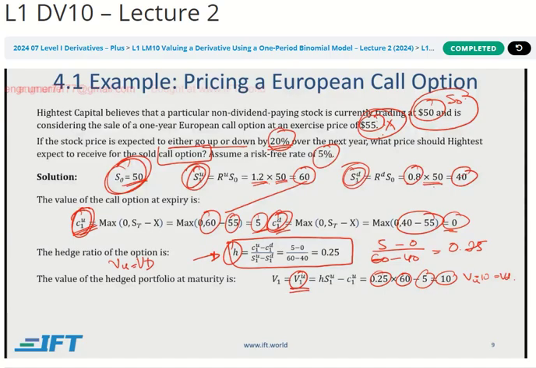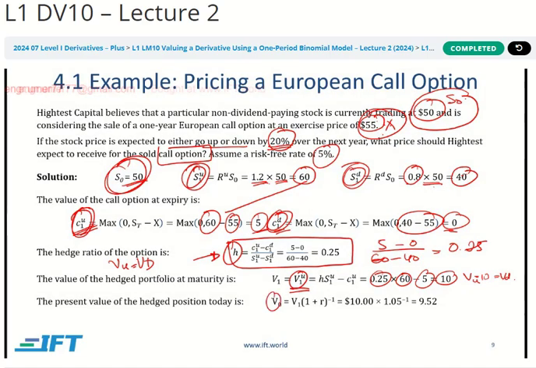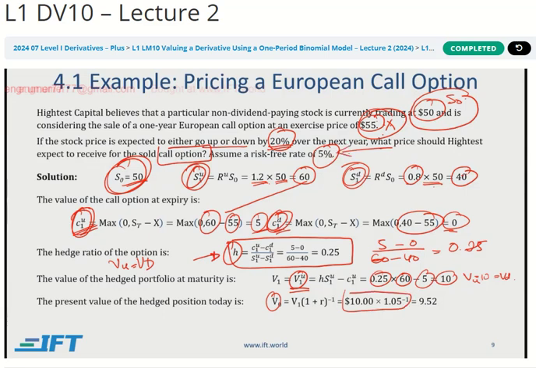Now we will discount this 10 back to today to calculate the investment of the financial institution today, which is going to be discounted back one period at the risk-free rate, which is 5%, and you get 9.52. Now you know V0, you know the hedge ratio, you know the spot price today, right? And you can solve for the call option value today, which is the last step.